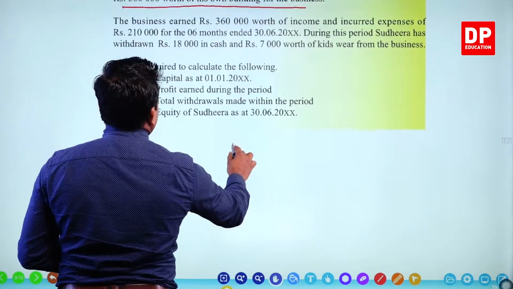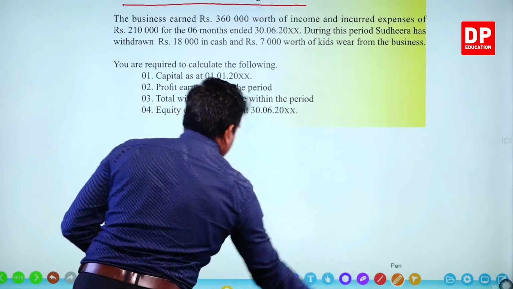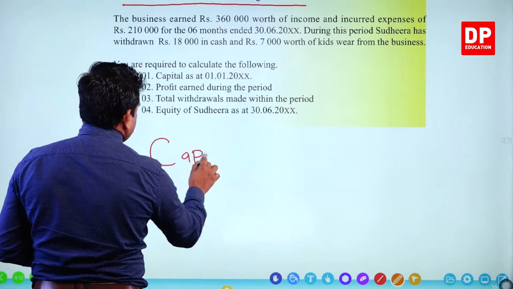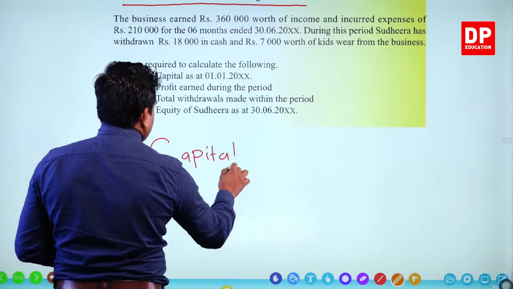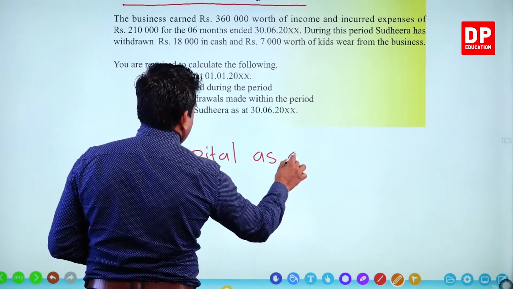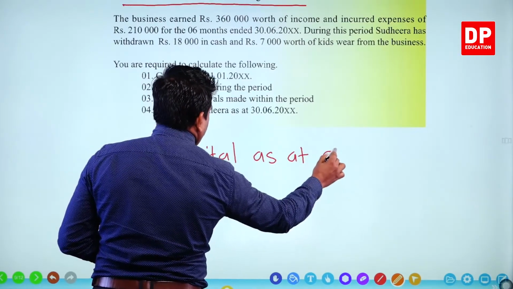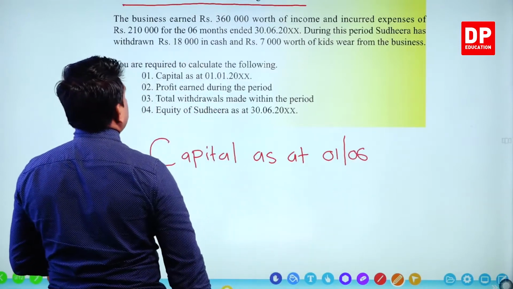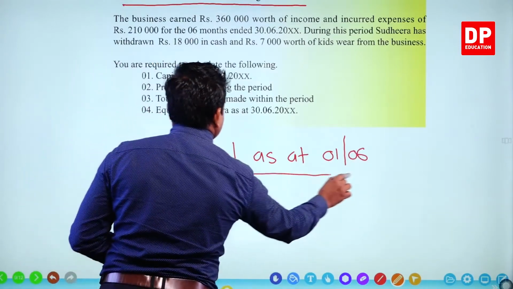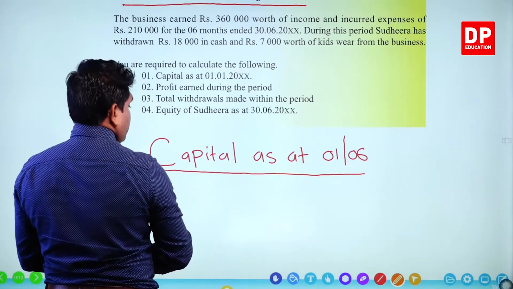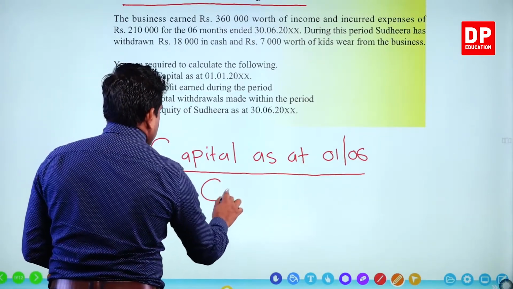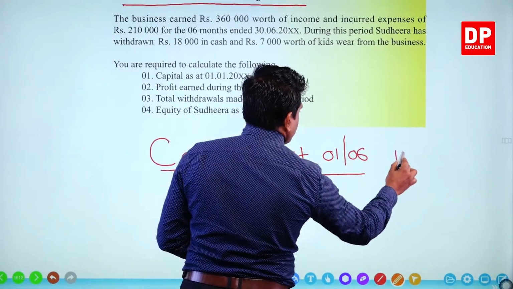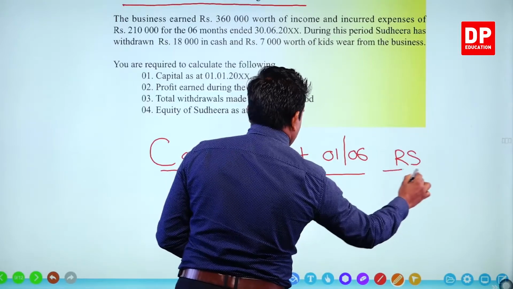240,000 cash invested, right? Then capital as at 1st of January, right? What are the items he invested? Initially invested cash, right? You put rupees on the top, then it's easy.